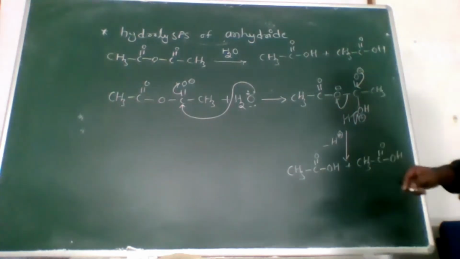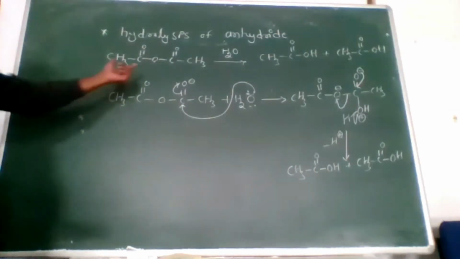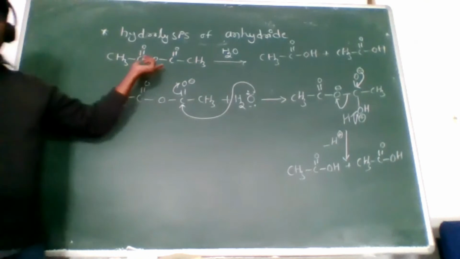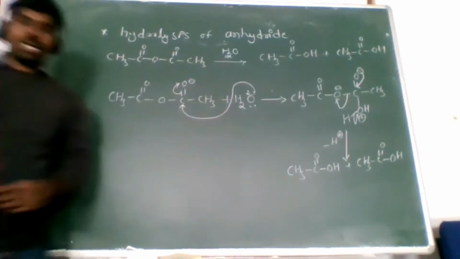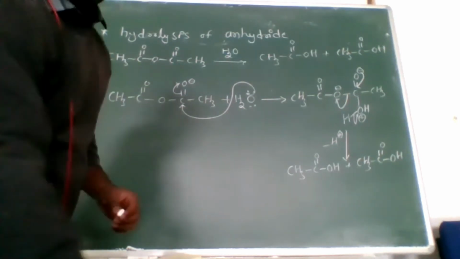So we get 2 moles of carboxylic acid on hydrolysis of acetic anhydride or whatever that anhydride is. When involved in hydrolysis, we get the carboxylic acid. Clear? Right. Now next one.